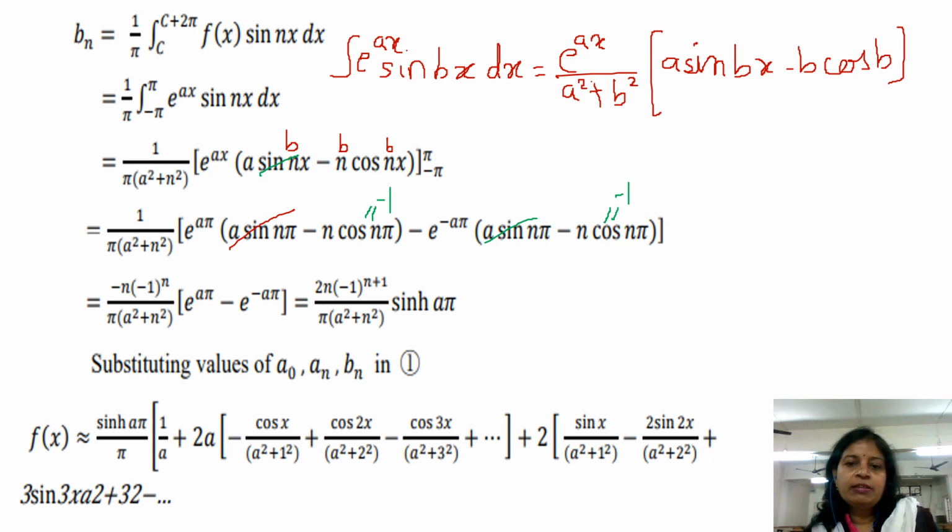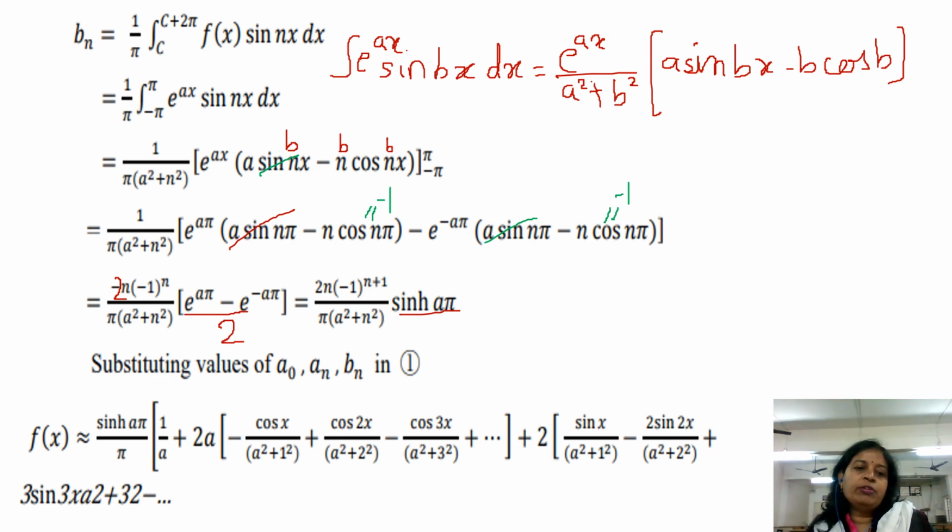This minus n is taken outside. This is commonly out. Now I will multiply with 2. We'll multiply with 2 in the numerator and denominator, so that you can multiply here by 2 and divide by 2, so that you will get the formula of sine hyperbolic a pi. So we get a0, an and bn.